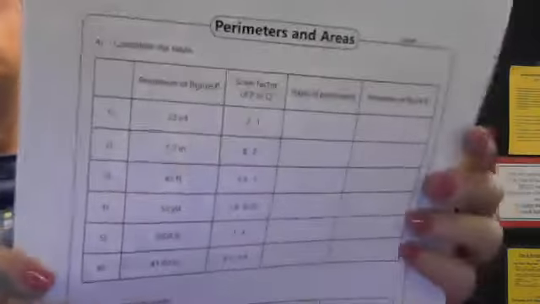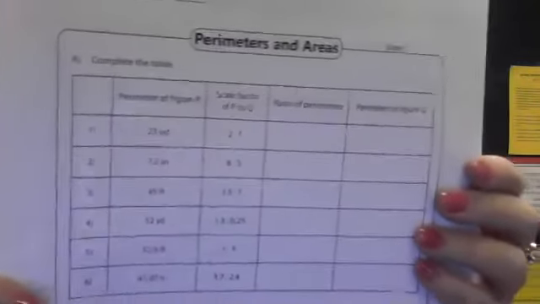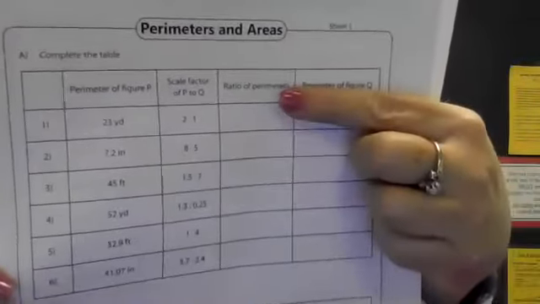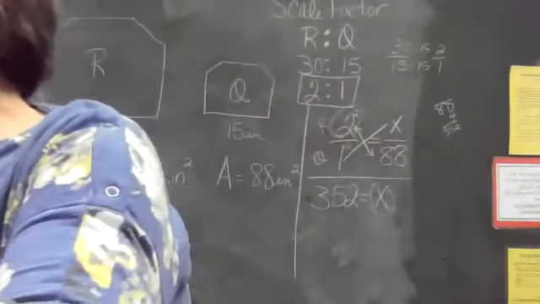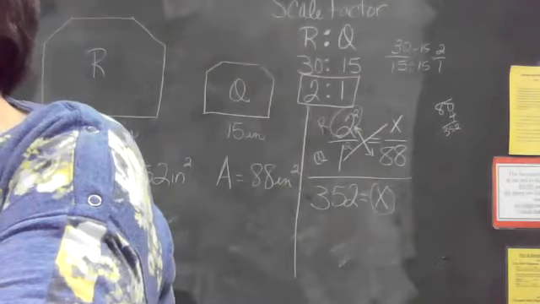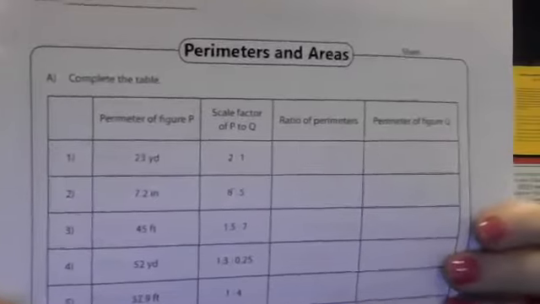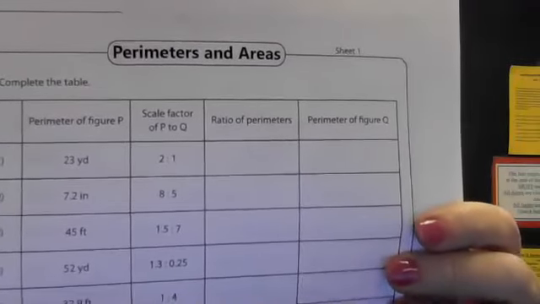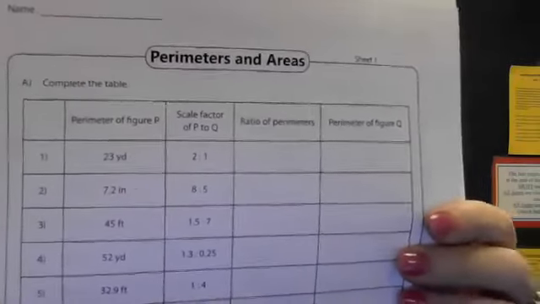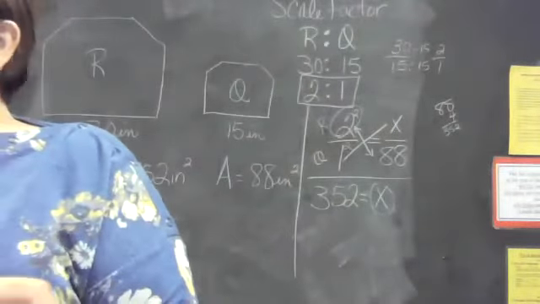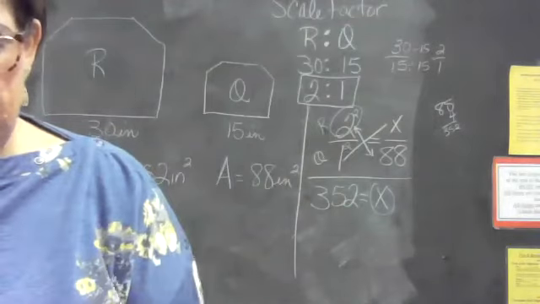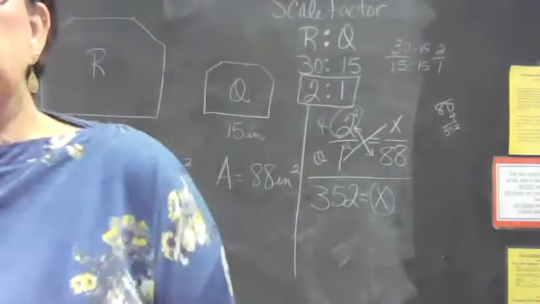And then the 3rd page is a chart. When it says ratio here, that's the same as scale factor. Right here, y'all. Where it says ratio up here, it's the same as scale factor. The ratio of the perimeters, and then find the perimeter of Q. This is going to take some looking at your notes and just practicing and asking questions.